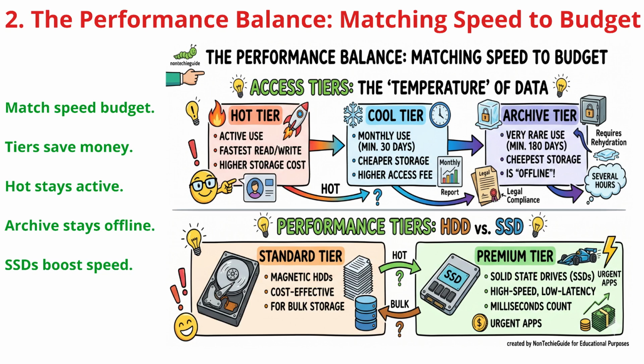Then there's the archive tier, or the deep freeze. It is incredibly cheap for long-term legal records, but because it's offline, you'll need to rehydrate it for several hours before use. Beyond temperature, we choose the hardware. Standard tier uses traditional magnetic hard drives for cost-effective bulk storage. But when every millisecond counts for urgent, high-speed apps, the premium tier utilizes solid-state drives to deliver peak performance.